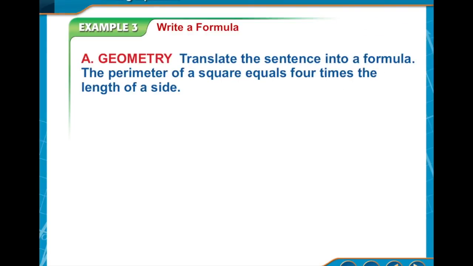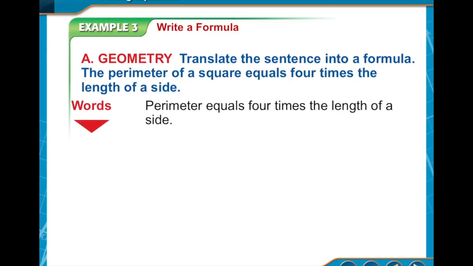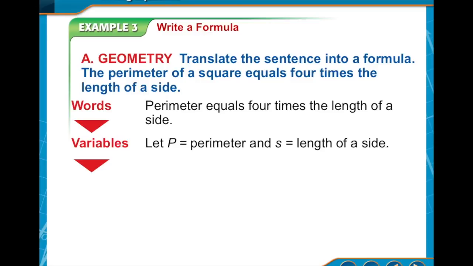So 3A, now we're into problems where they ask us to write a formula. So given this sentence, we want to make a formula. We're given the perimeter of a square equals 4 times the length of a side. So we take those words, we need to make sense of it. So we can let P equal the perimeter. We can let S equal the length of a side. So those are two variables that are involved in this problem, the perimeter and the side length. It's always easy to pick a variable that is close to whatever word you're looking at. So P for perimeter, S for side.